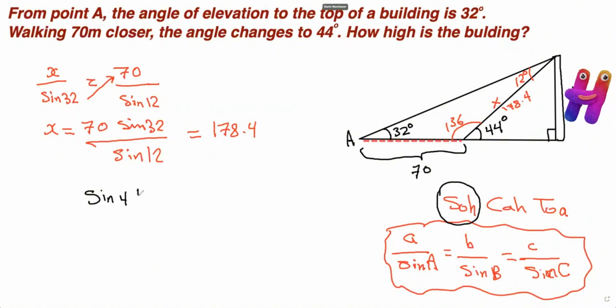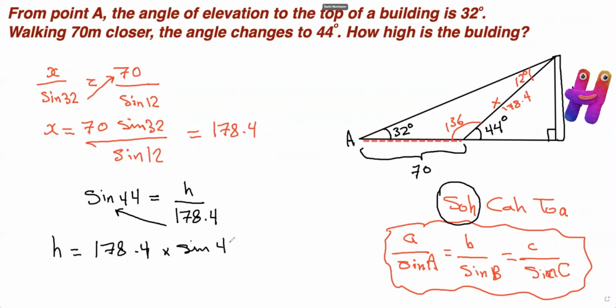Sine 44 equals the opposite h over the hypotenuse, which is 178.4. And now you just cross multiply the 178.4 with sine 44, and so you'll get h equals 178.4 times sine 44. And the answer is 124 meters. And there you have it.